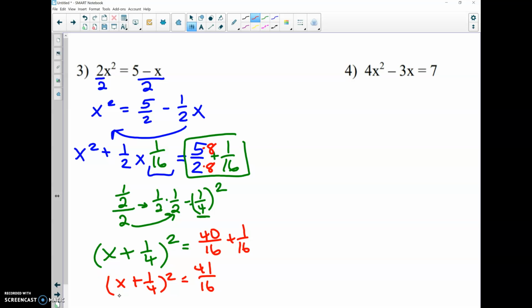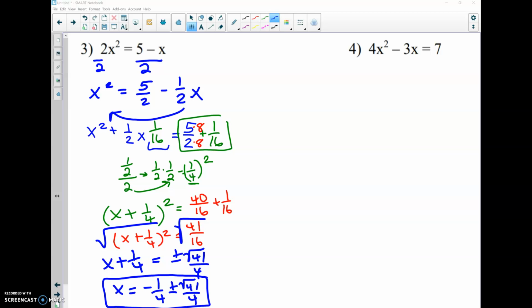Go ahead and finish solving this equation for x. All right, so 41/16. Take the square root of both sides. Have to remember plus or minus. The square root of 41/16 is the square root of 41 over the square root of 16, which is 4. The nice thing about this is the denominator will always be a perfect square in these instances. And then our last step is to move 1/4 over.